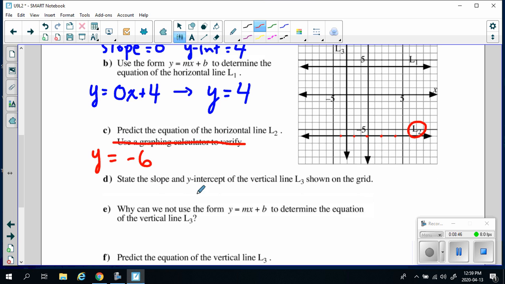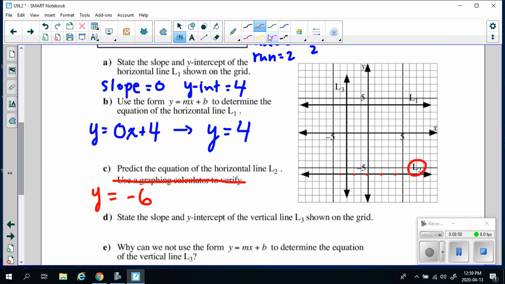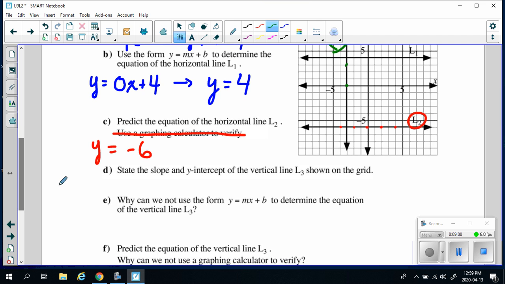Part D, state the slope and the y-intercept of vertical line L3. So L3 is over here, and if we pick 2 points on the line, let's say these two, we can get a rise of 3 and a run of 0.